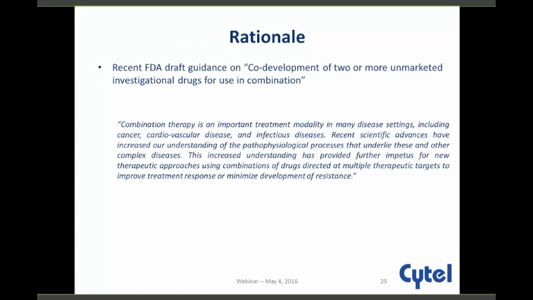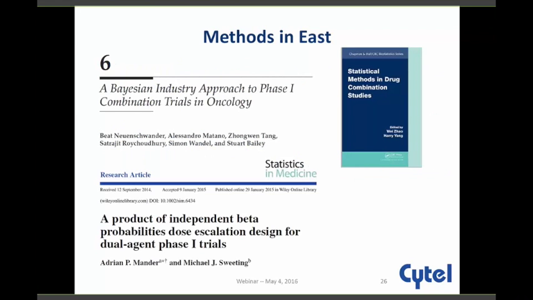There is a recent FDA guidance on co-development of 2 or more unmarketed investigational drugs for use in combination, which outlines and stresses the need for modeling the behavior of 2 or more drugs and their interaction. So based on that, we have included these 2 methods in the software. The first method, which we call the COM BLRM, has the same core of authors as the original BLRM for single agents, only it now extends to 2 agents.